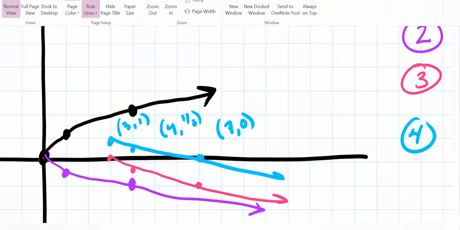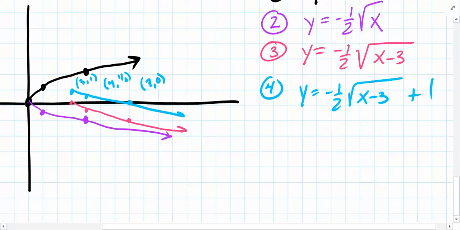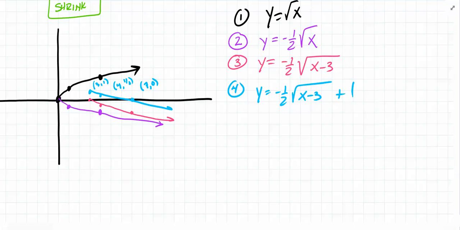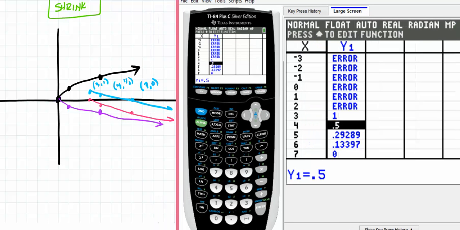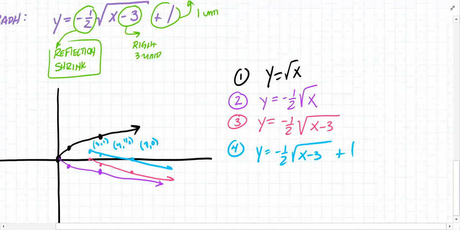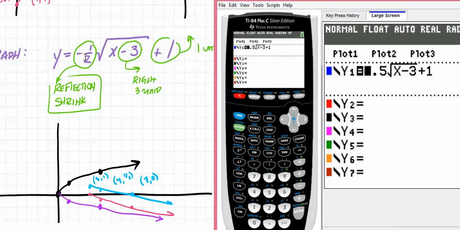Okay, we'll go back to 100% and shrink it down a little bit. To check that we did this right, we're going to take out our calculators. We're going to enter exactly the function that was given to us, which is this one up there, so you guys see it again. It is negative 1/2 square root of x minus 3, then plus 1. That's what I have written down here.